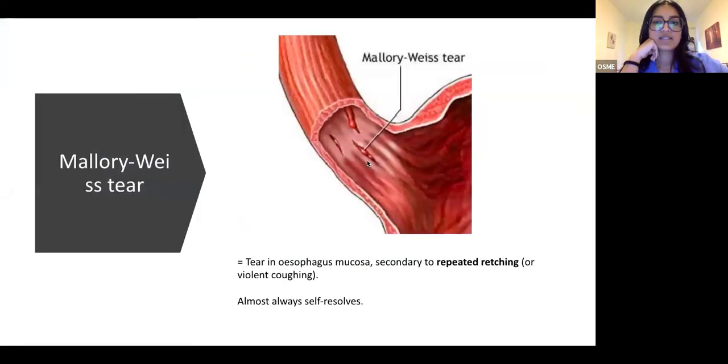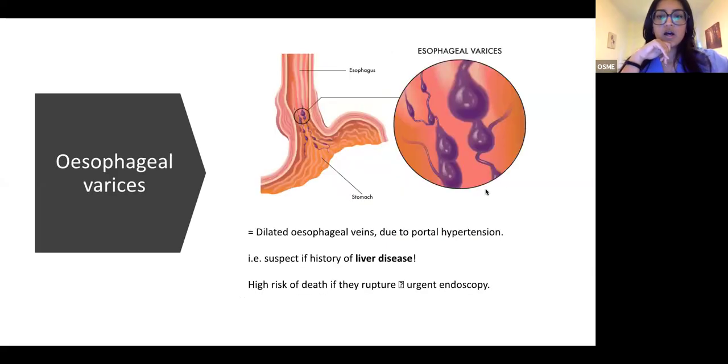So it's basically a tear in the esophageal mucosa due to repeated retching or violent coughing, and it typically does self-resolve, but it's really important to keep that in the back of your mind if you see a question where someone has been vomiting and they end up vomiting a lot of blood. Because I've definitely seen this in quite a few exam questions. So it's a good thing to remember.